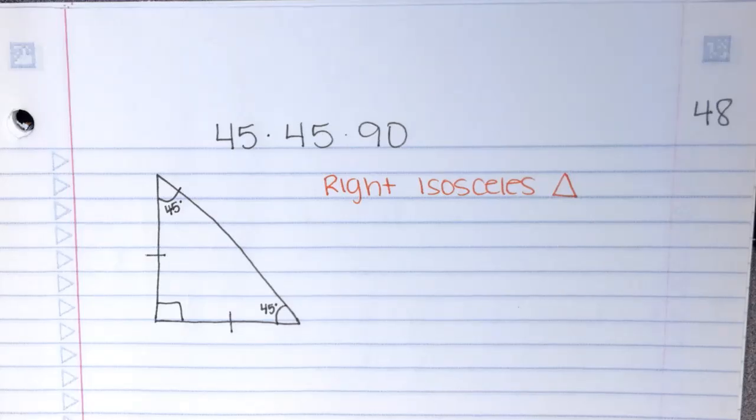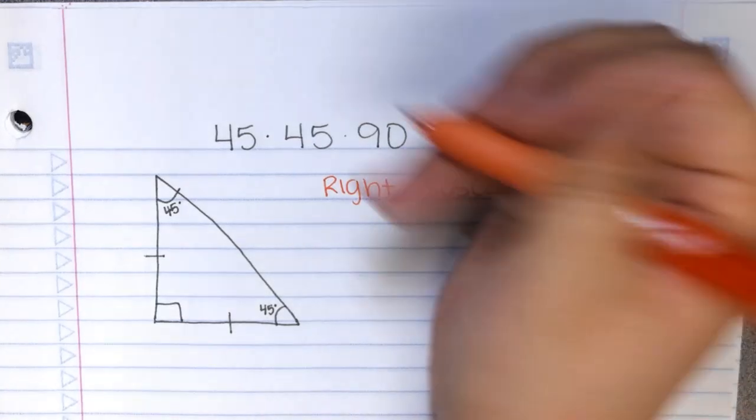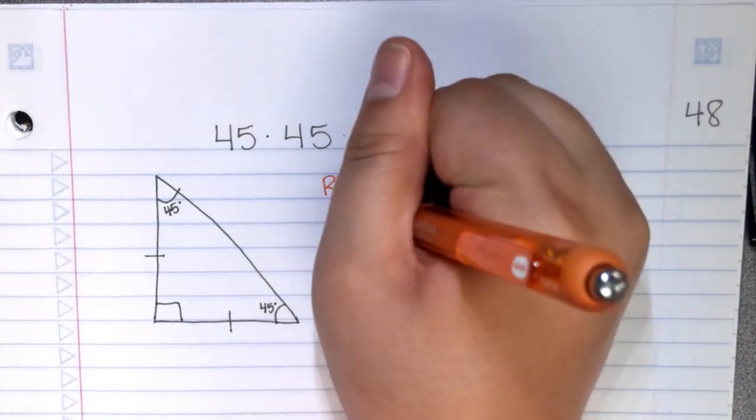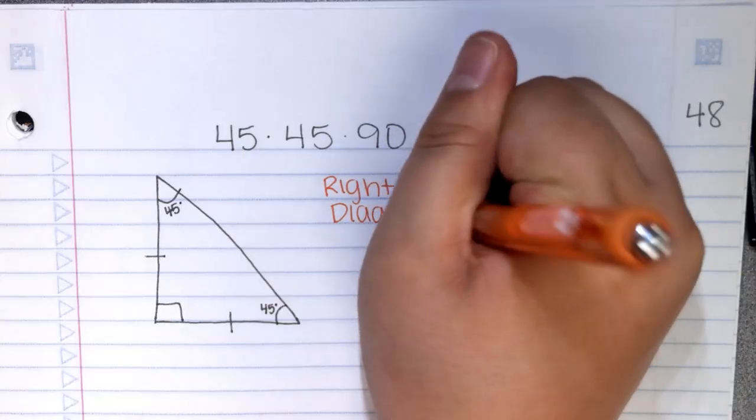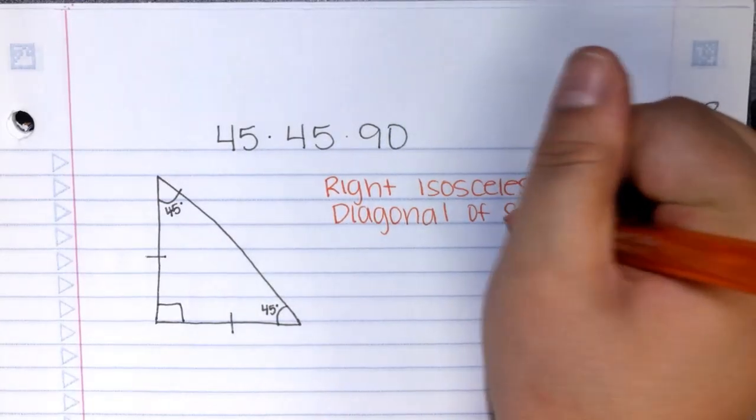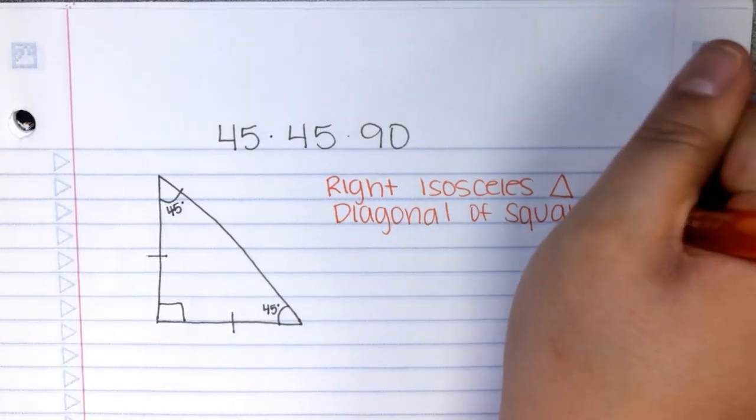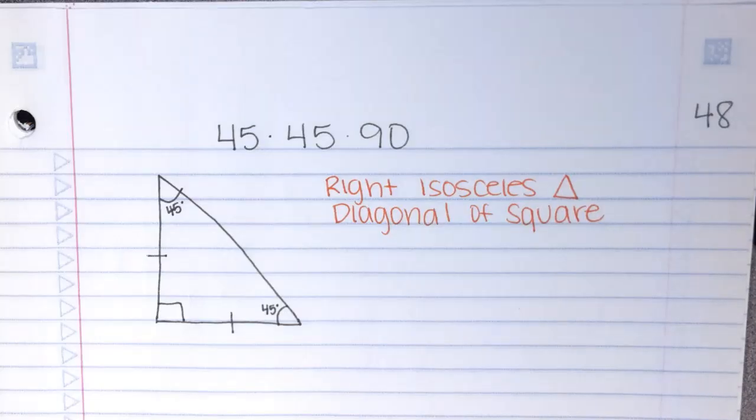How did we create these right isosceles triangles? What did we do with the square? Draw the diagonal. So it is created by the diagonal of a square. Sometimes I'm going to give you pictures that are actual squares and not triangles. Know that you can do the 45, 45, 90 rule with squares.